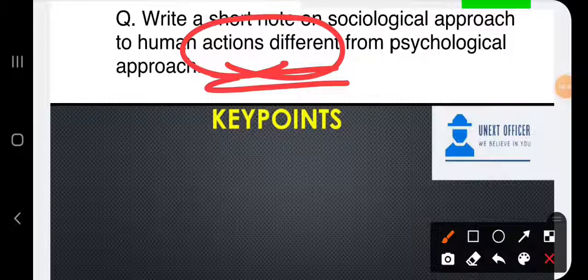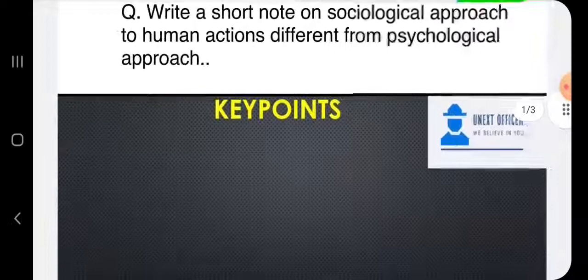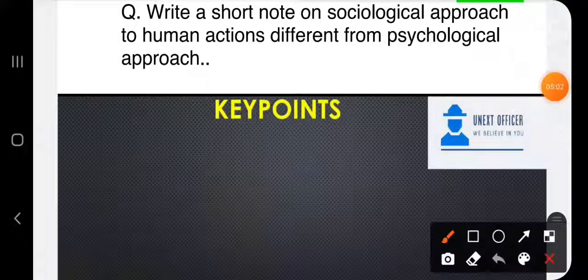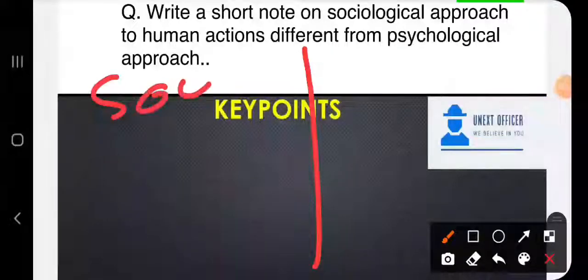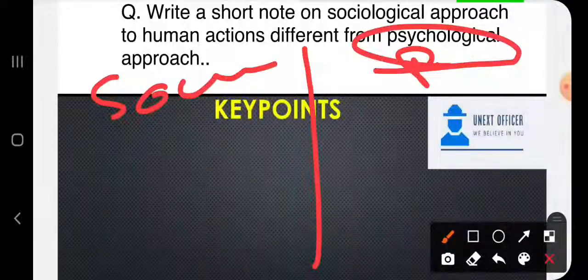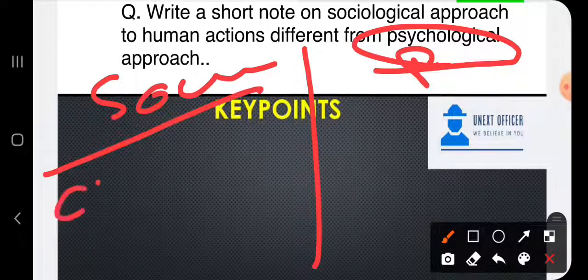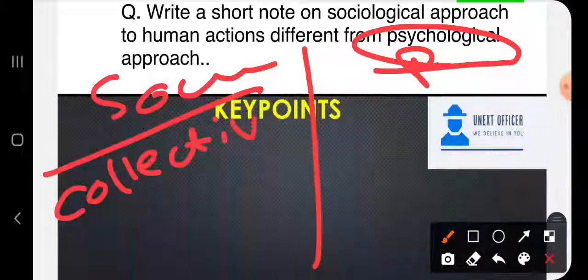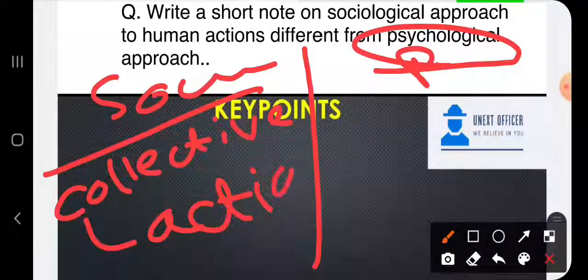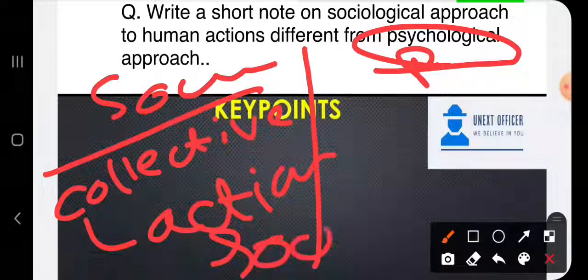Now moving on to the next part, what we have to write in our next paragraph: human actions. Here we have to identify the difference between the sociological approach and the psychological approach. In the sociological approach, human actions are guided by peer group actions, social norms, religion, caste, and what we do. The social being is a collective being, and we study its actions, social norms and decisions.